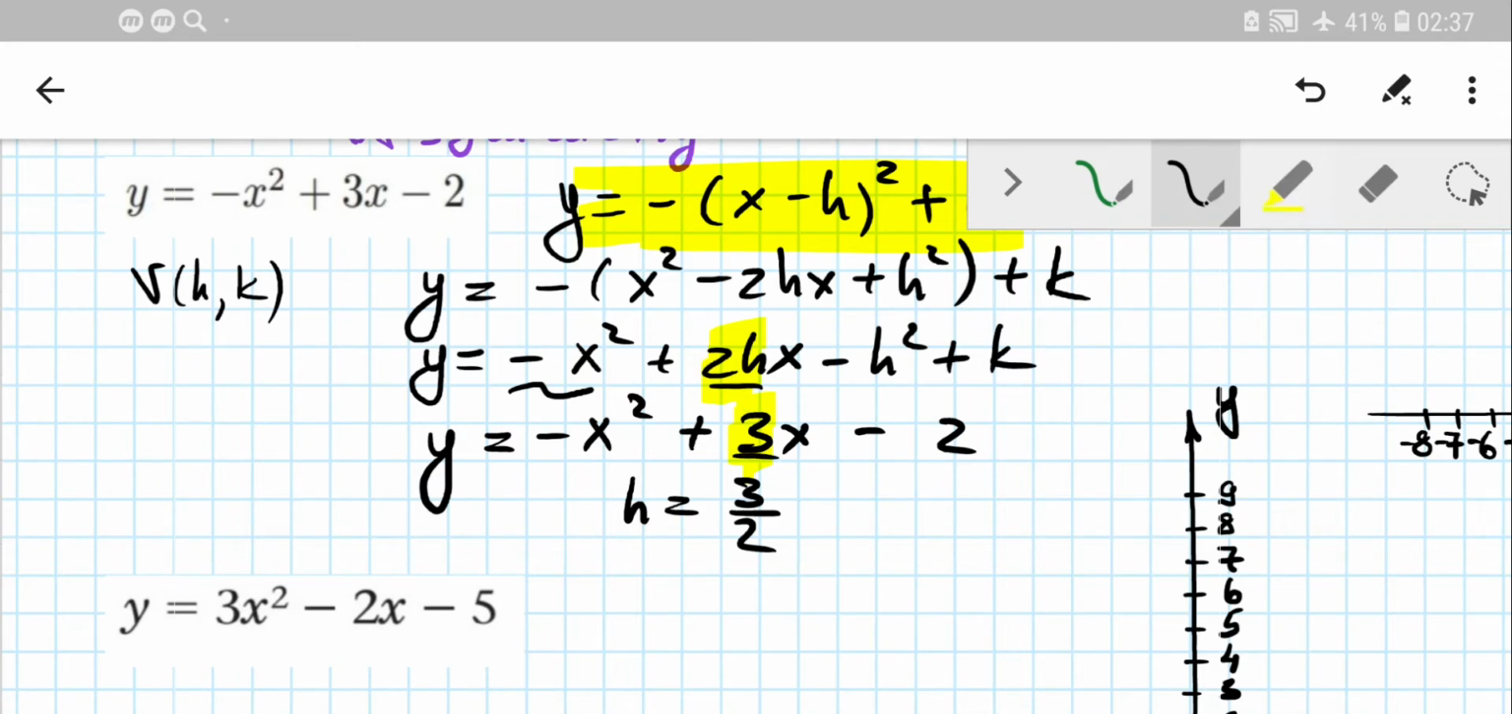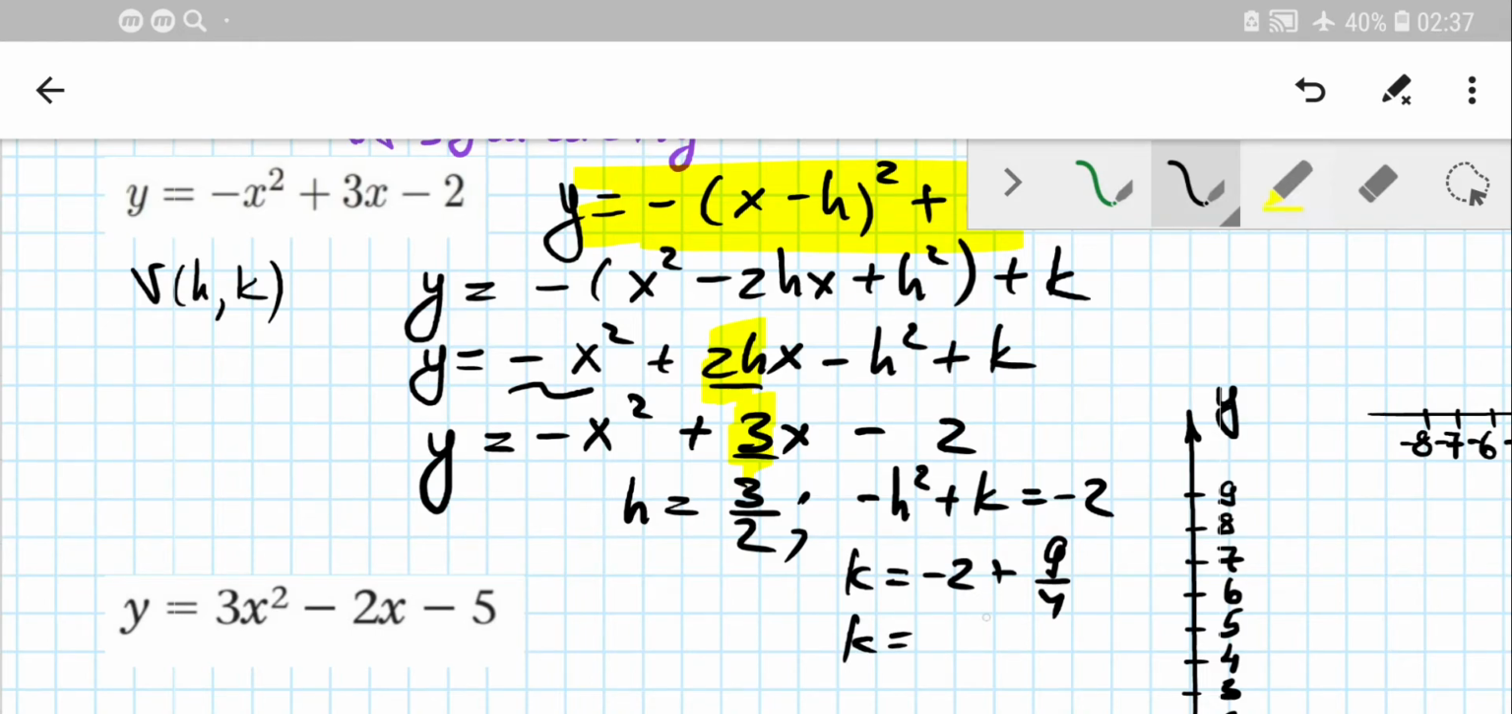Okay, and the rest part, negative h squared plus k, should be equal to negative 2, right? Because this is the free coefficient. So I just put it, instead of h, and k will be equal to negative 2. And when I transfer, I'll get plus h squared, or plus 9 over 4. So that's k, and finally I'll get 9 over 4. And so instead of 2, I will use negative 8 over 4, of course, and plus 9 over 4.